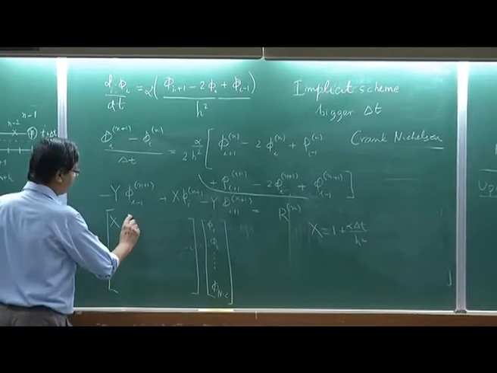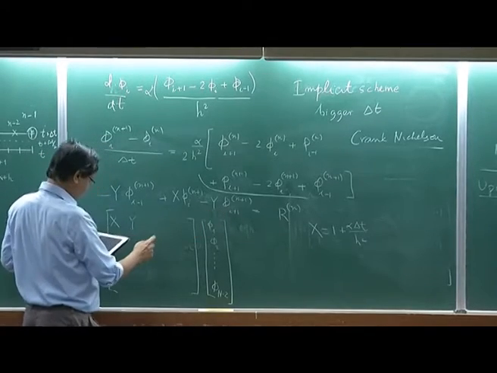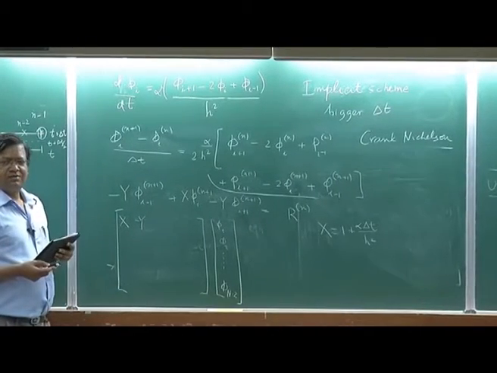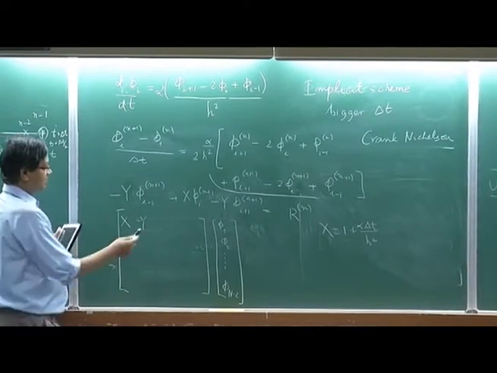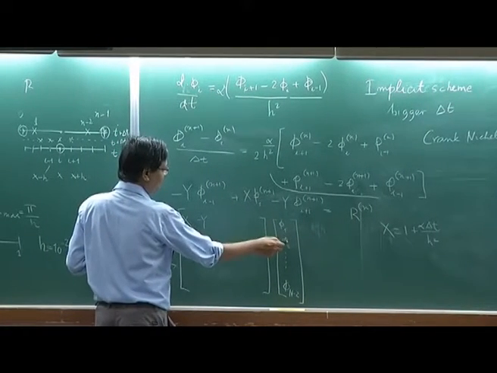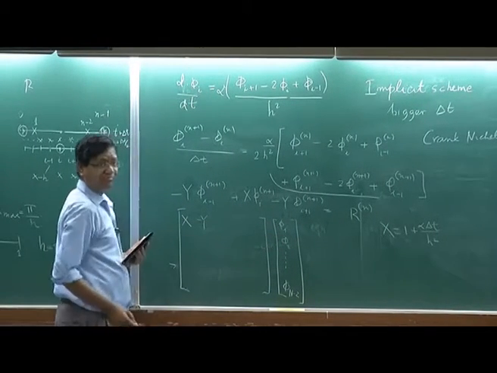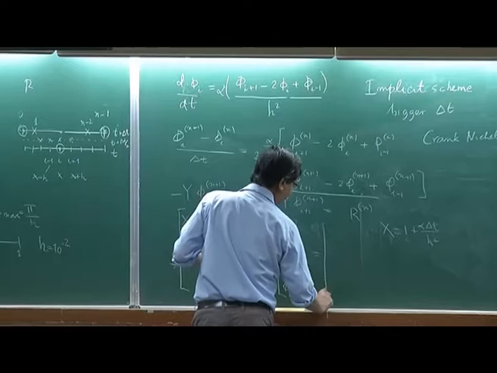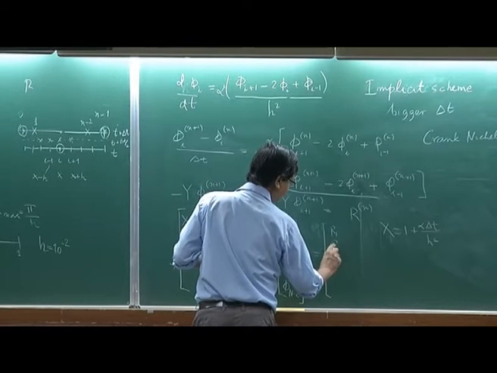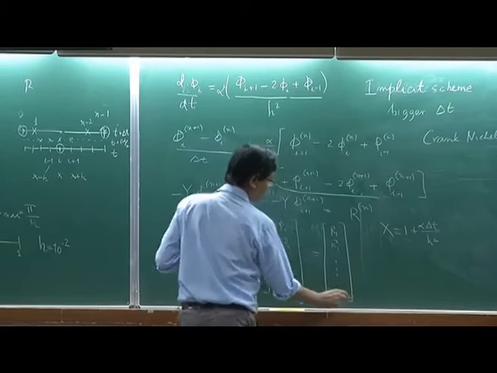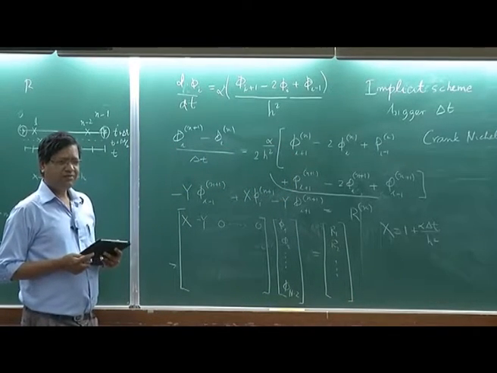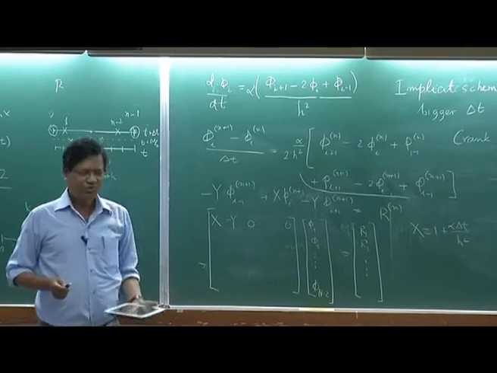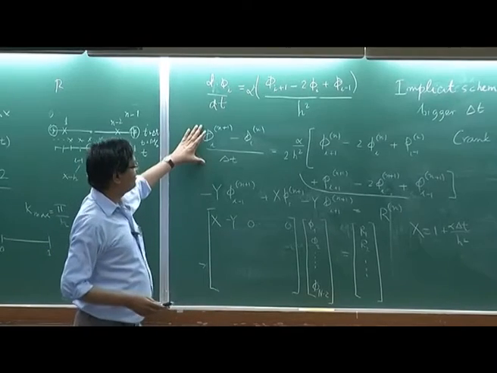So, this is x and that will be y, this is n plus 1 with a minus, actually minus y, okay. So, this will be phi 1 and this will be minus y, phi 2, and the rest all will be zeros, and the right hand side will be r1, r2. Is that clear? Not clear? So, this equation I am rewriting.